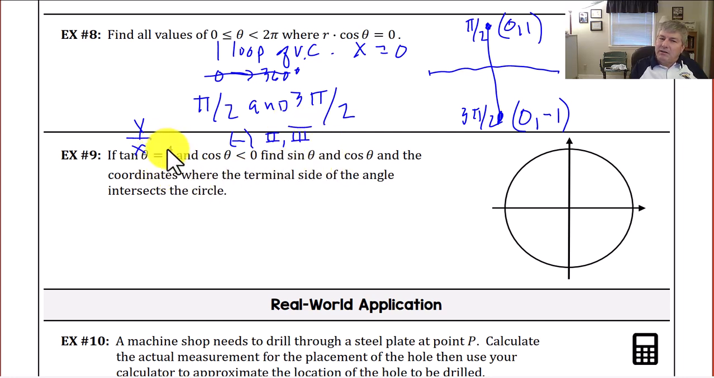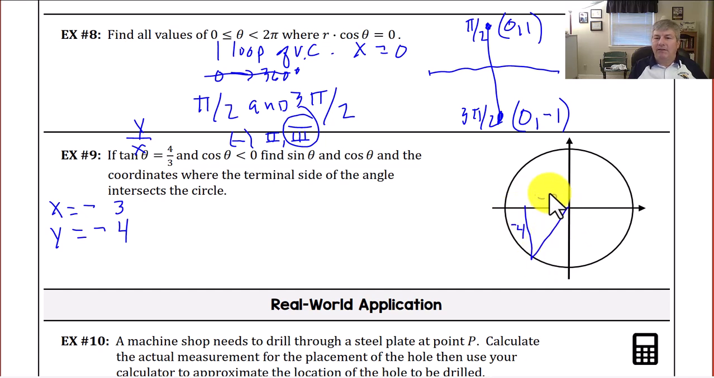But tangent is positive. So the only possibility is we have to be working in quadrant 3, where both cosine and sine, or x and y, are both negative. So we know x is going to be negative, y has to be negative. So a negative 3 and negative 4, that's our y over our x's. And now we need to find our radius r. We're in the third quadrant, where x is negative 3, y is negative 4.